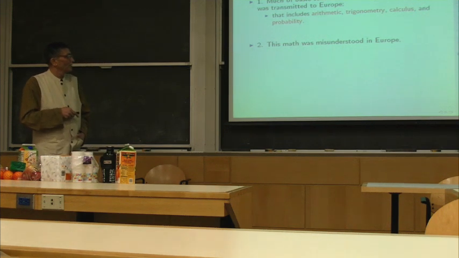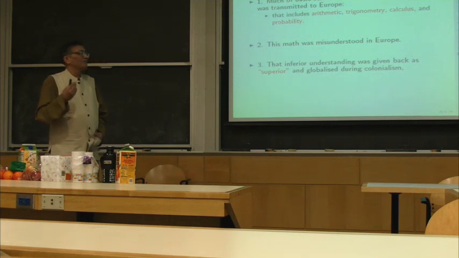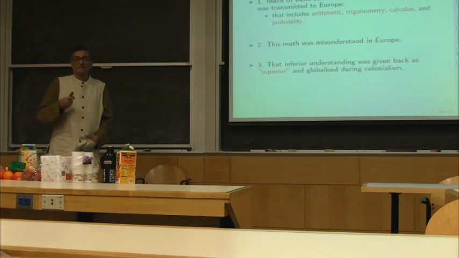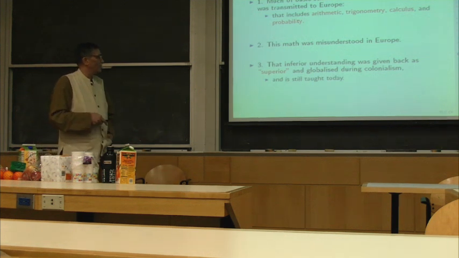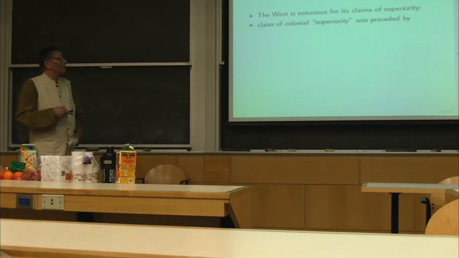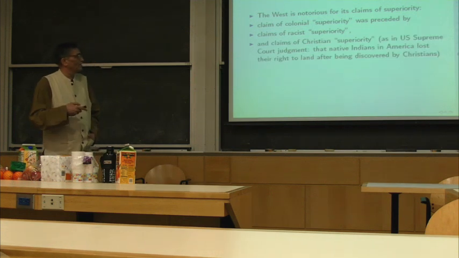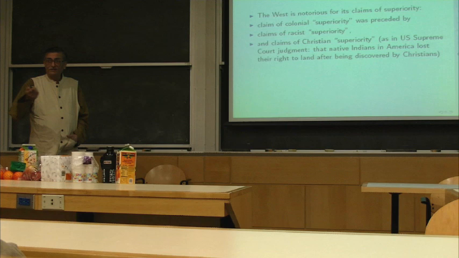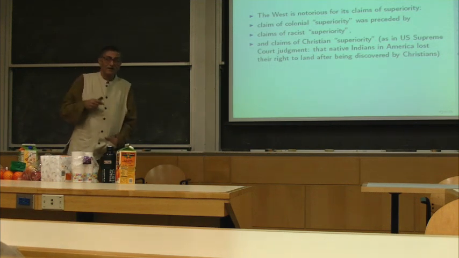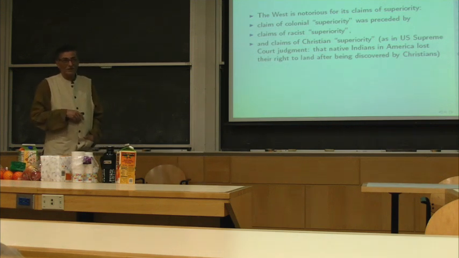So this math was misunderstood in Europe, and that inferior understanding was given back as superior and globalized during colonialism. We have never examined it critically, and we ought to do that. That's the point. It's still taught today, and we know that there were so many claims of superiority. Colonial superiority was preceded by claims of racist superiority and claims of Christian superiority, as in the US Supreme Court judgment that the native Indians in America lost their right to land after being discovered. There's a doctrine of Christian discovery which is part of the Supreme Court judgment.